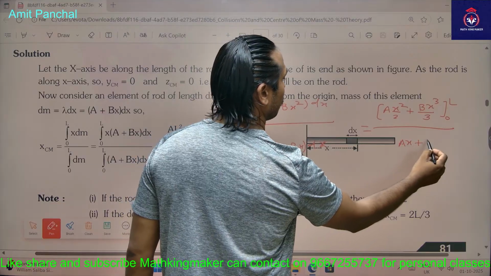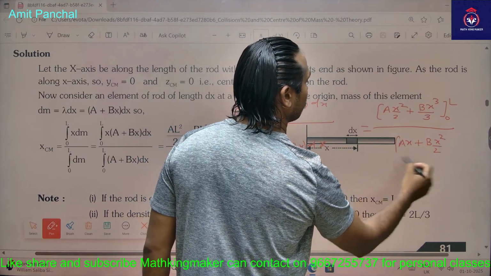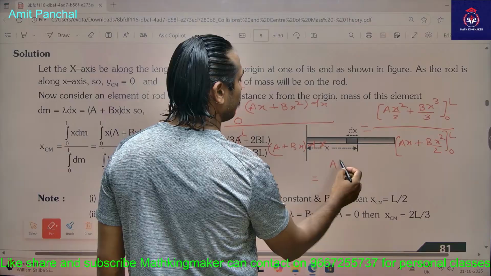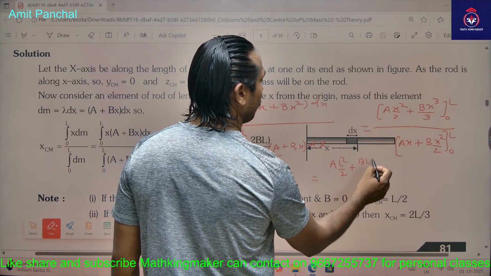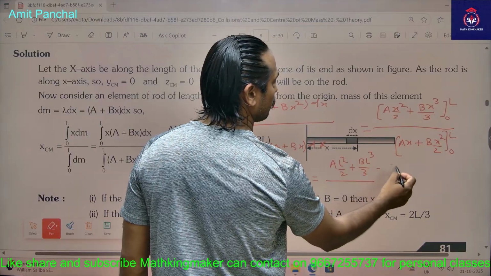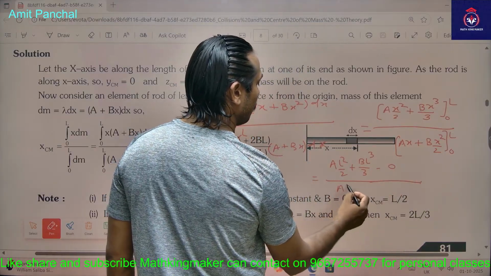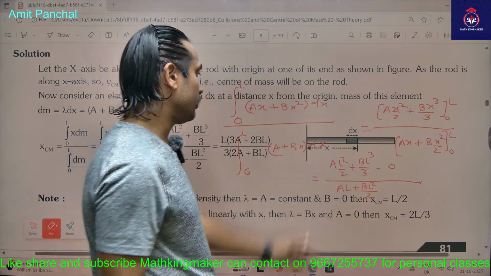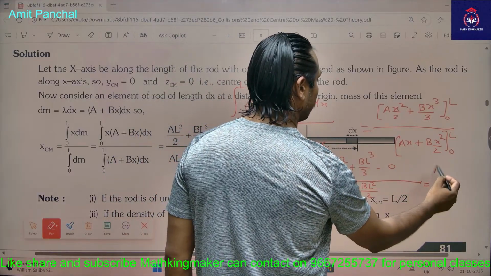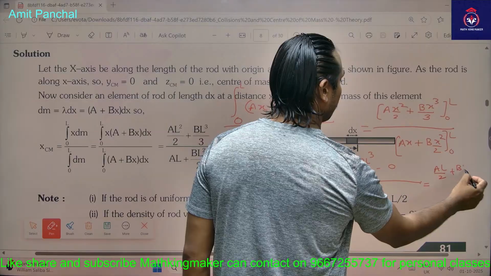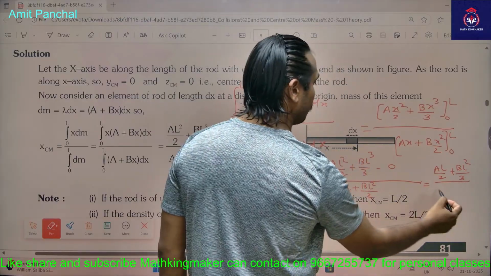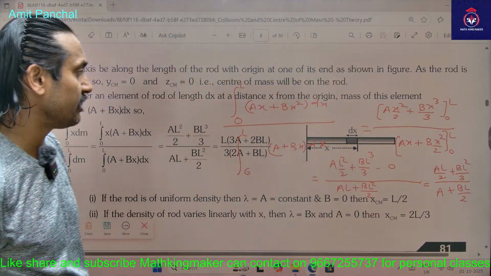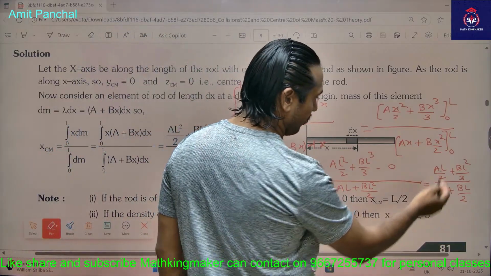In the denominator, that becomes ax + bx²/2, and it is from 0 to L. Now put the limits. That will become aL²/2 plus bL³/3 minus 0, and the bottom becomes aL + bL²/2. L we can take common, so that becomes aL/2 + bL²/3, and here in the bottom it becomes a + bL/2. Further we can simplify it by multiplying everything by 2.